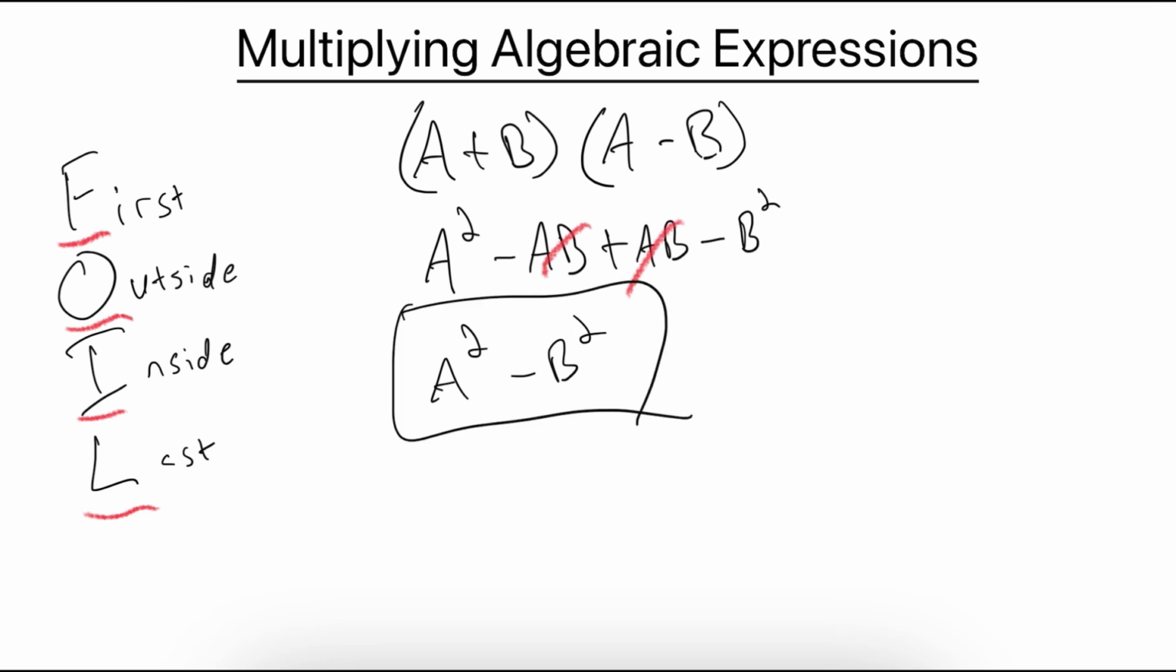So anytime you run into a problem where it's something plus something times the same thing minus the same thing, it's always going to be this one squared minus this one squared.